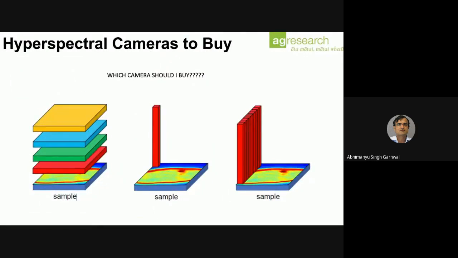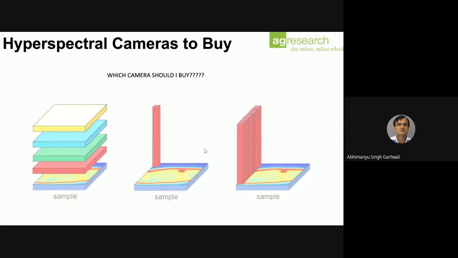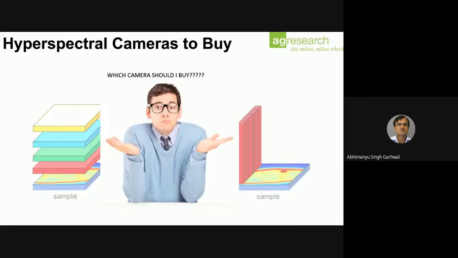Why is this so? Because there are three kinds of hyperspectral camera. The first one is snapshot; it will capture the whole image at once. The second one is pixel by pixel, so it scans one pixel at a time. And the third one is line scan, which scans one line of pixels at a time. So we have to make a trade-off in three things. Again, I don't know, it depends on the application.